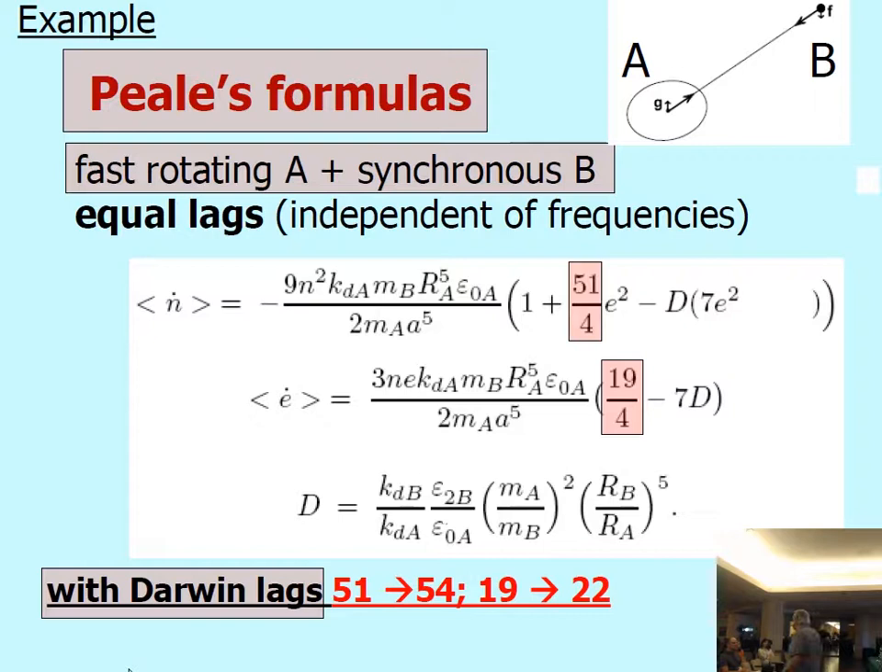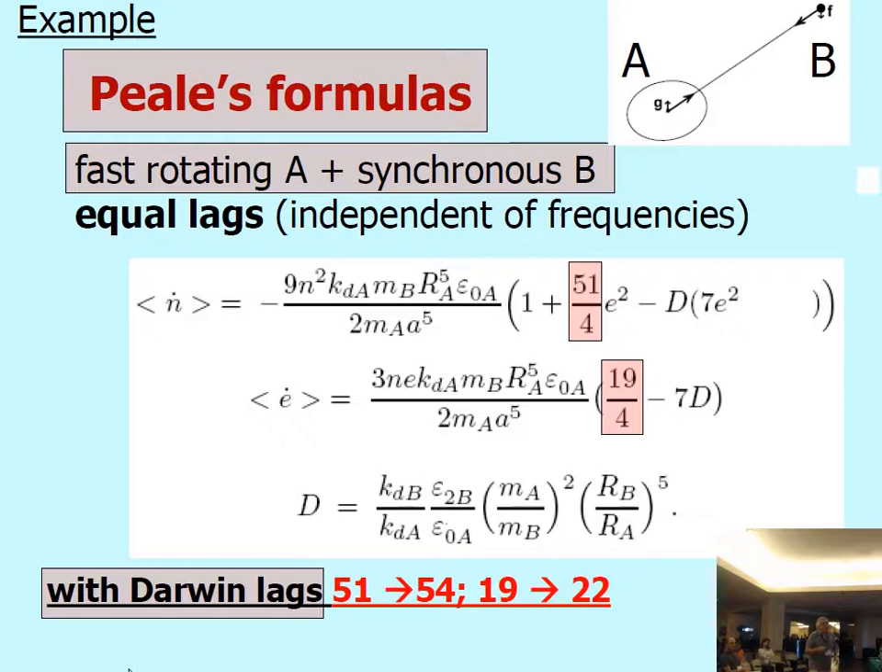The most well-known equations are the equations that were derived by Peale some 40 years ago. Peale considers the case of a fast rotating body, a planet, and a synchronous satellite, like the Moon. And they consider the case where all lags are equal, so the case of constant lag. This is not a problem because, as I told you, in that case the frequencies are very similar. All frequencies are the same, with a small difference, so this will not make a big difference with respect to the canonical Darwin theory.